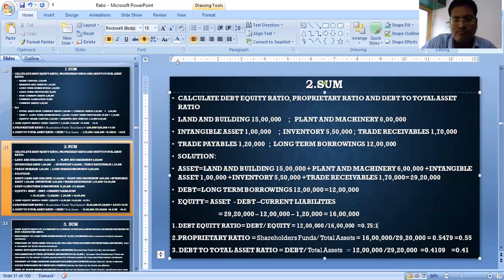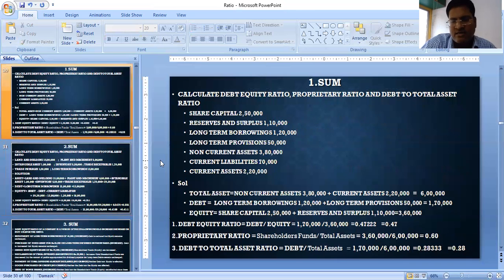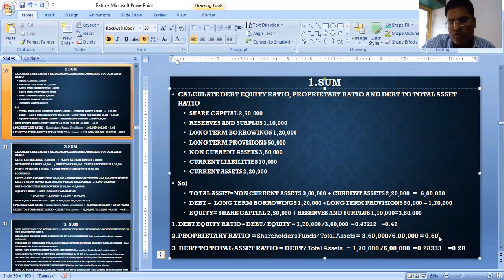Then we have proprietary ratio, shareholders fund by total asset, that is 16 lakhs by 29 lakh 20,000, that is 0.55 is to 1. Is to 1 is a must, students. In the last sum I have not shown it, but I should show. And in this one also 12 lakhs by 29 lakhs, that is 0.4901, that is 0.41 only, means we will not take more than 2 places of decimal.